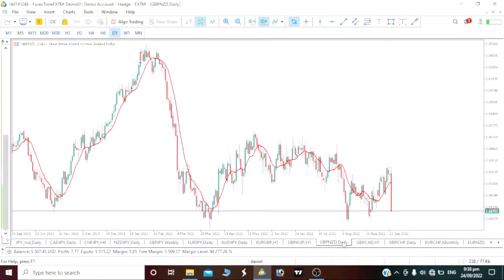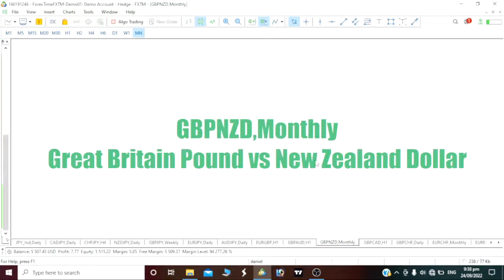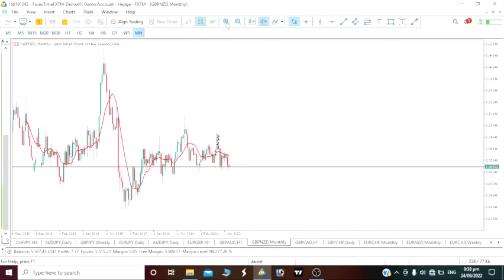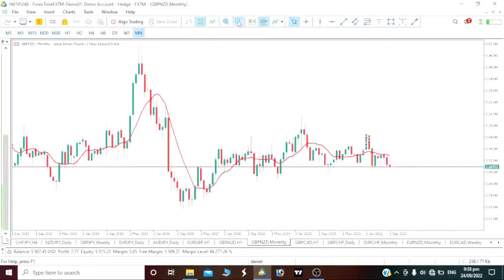position. Next one we have is our GBP New Zealand dollar. Let's zoom out to the monthly time frame, I think. So on the monthly time frame, what we have on our GBP New Zealand dollar, which is the Great Britain pound versus the New Zealand dollar. Take a look at it. Let's highlight some key levels on this monthly time frame.